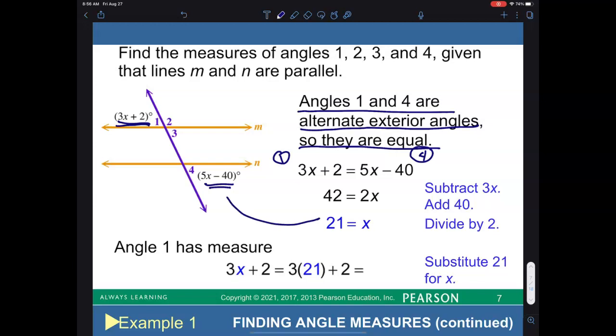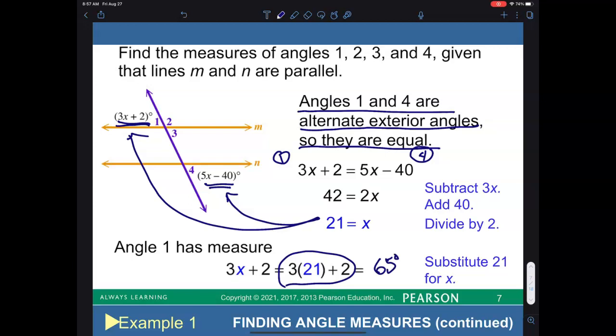Now remember, x is not one of the angles here. We plug x over into these expressions, and they're showing here on the bottom of the slide that they plugged it into the expression for number 1. And if you do 3 times 21 plus 2, since x was 21, you plug that in for x. If you do this calculation, you get 65 degrees. And so then we know that angle 1 is 65 degrees. Well, we also know that angle 4 is 65 degrees because we know that they were equal. And that also means that angle 3 is 65 degrees.